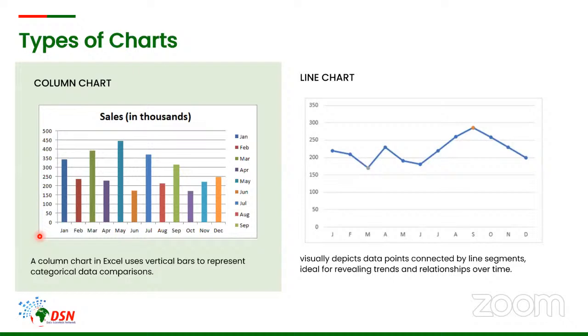Column chart is the first one. A column chart in Excel uses vertical bars to represent categorical data. Just like we are familiar with, it is one of the common chart types that we see around us. So it uses a vertical bar to represent categorical data.